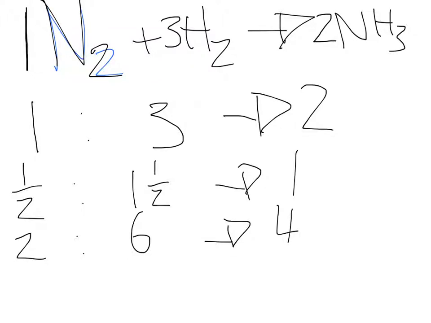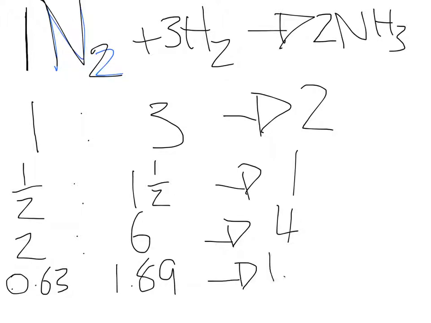Or I can even do decimal places. Let's say if I have 0.63, I'm going to need 3 times that, 1.89, and I'm going to need twice that, 1.26. You can see these are fixed ratios. These ratios here are all the same.